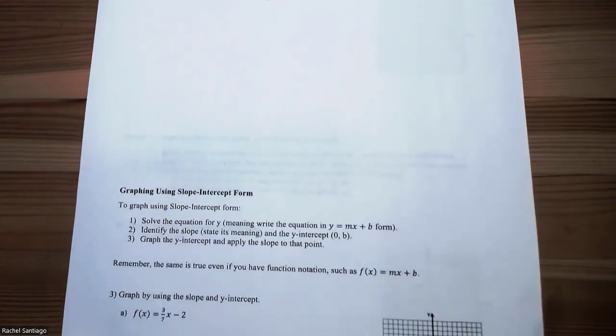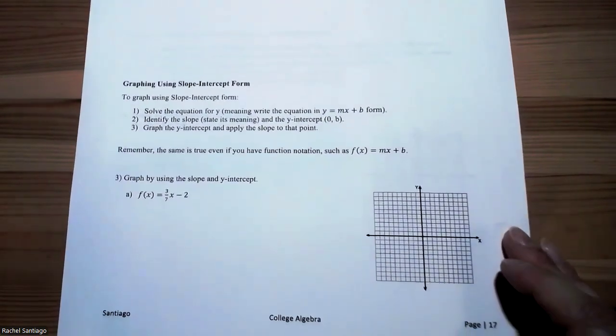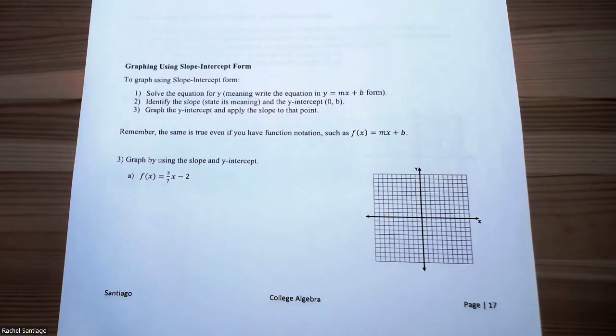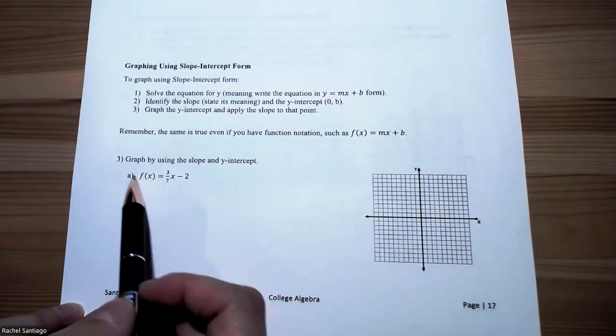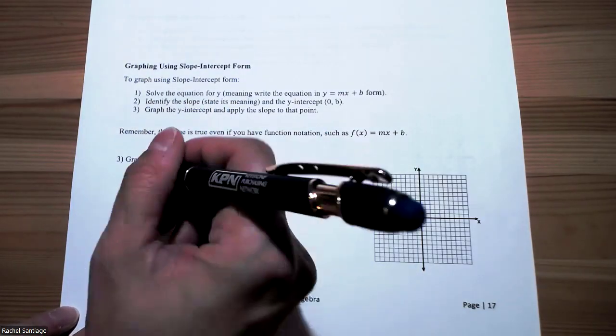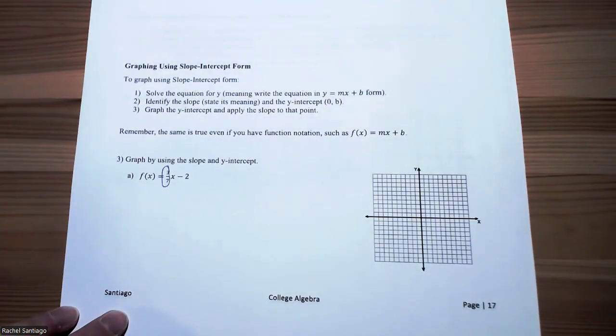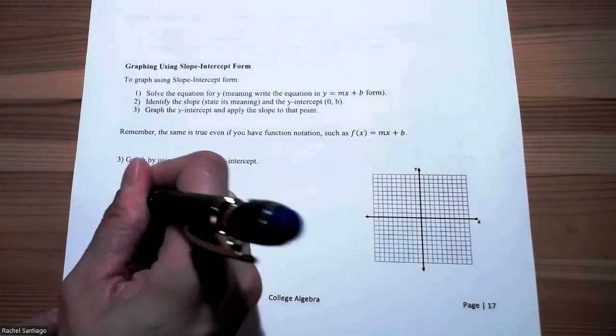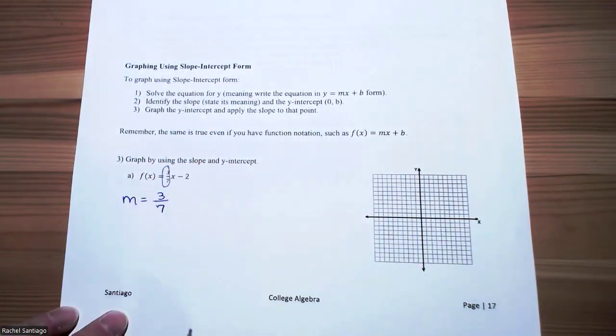Let's move into the next section on graphing using slope-intercept form. This strategy of graphing using slope-intercept form tends to be the favorite technique. And the reason for that is slope-intercept form is nice. We have two pieces of information. We know our slope, so I'm going to go ahead and circle that here. I'm going to rewrite it. Our slope is 3/7 in this case.